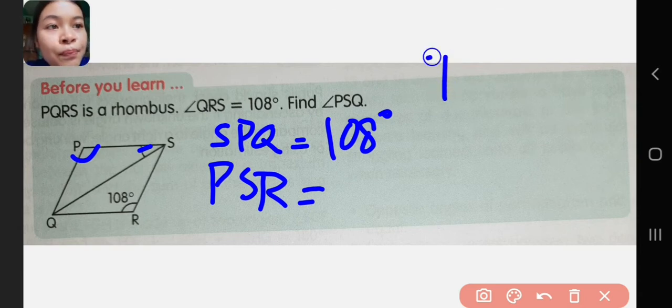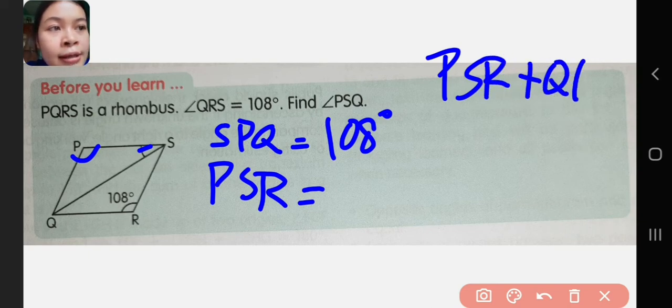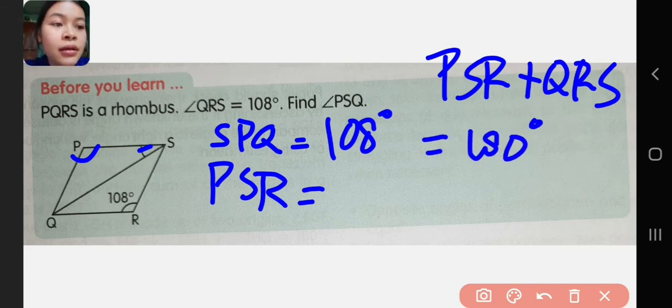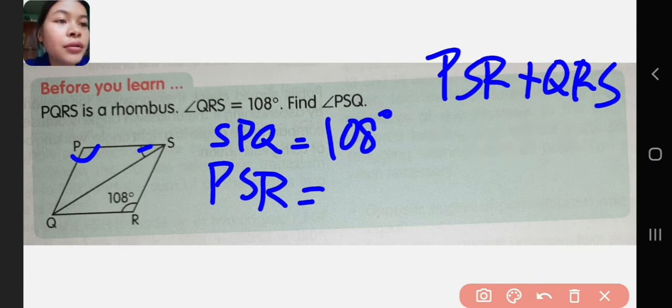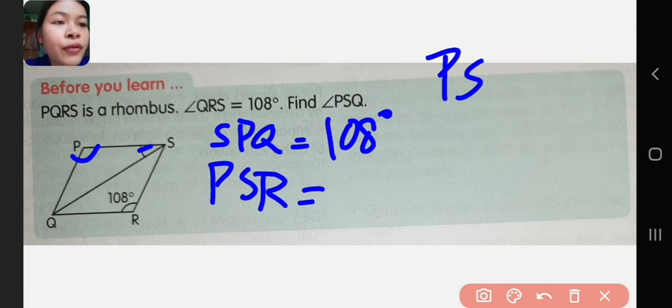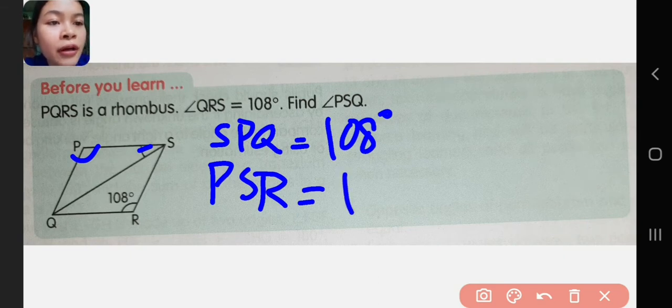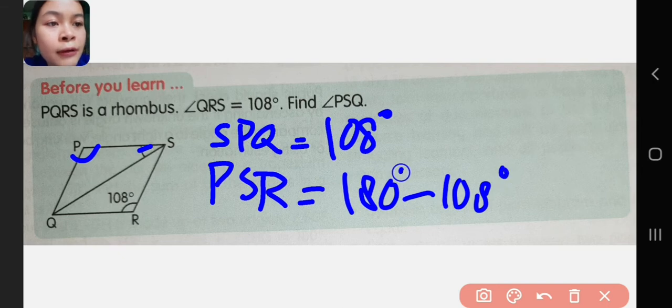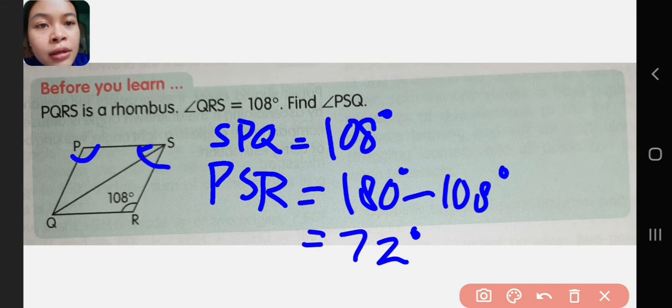Because PSR and QRS are in one line, they add up to 180 degrees. So to find PSR, it is 180 minus 108 degrees, equals 72 degrees. So this one is 72, and so is this one, 72 degrees.